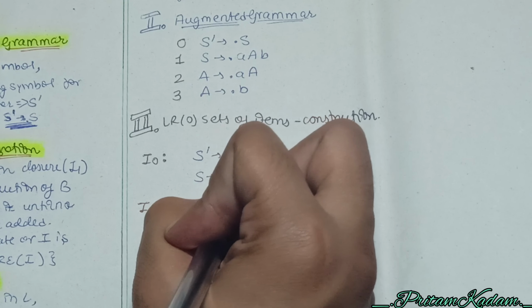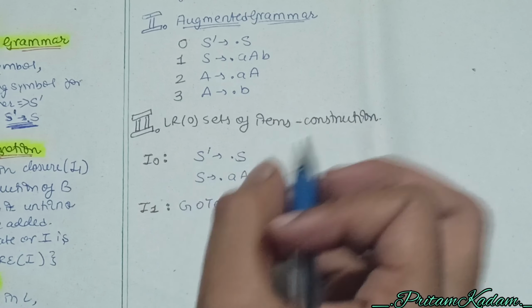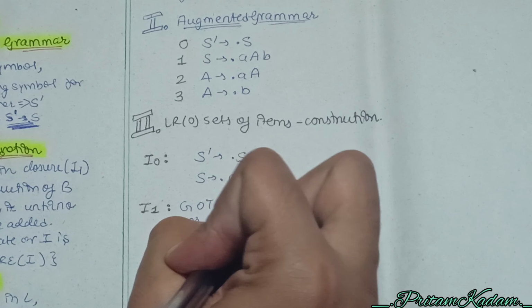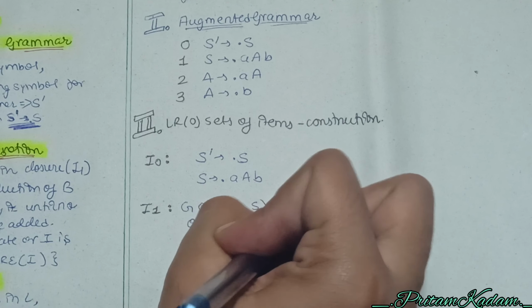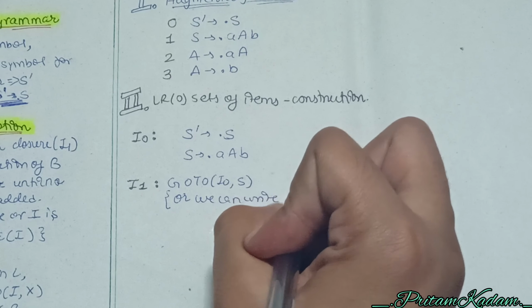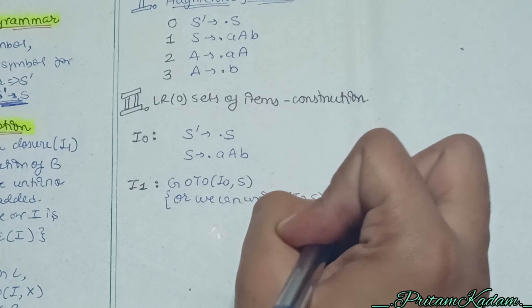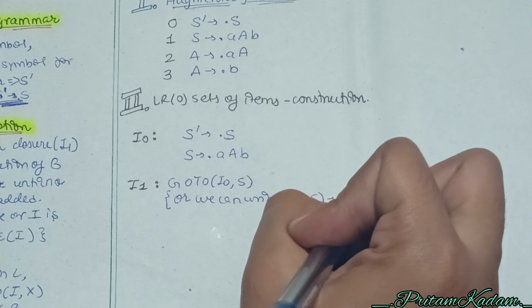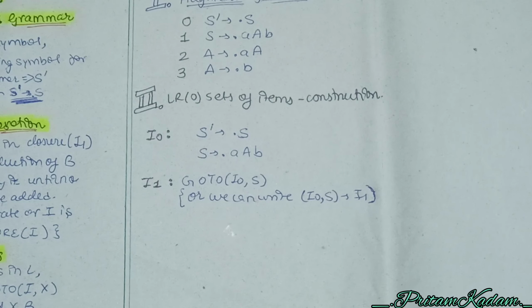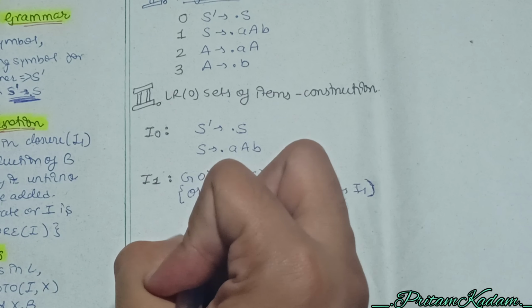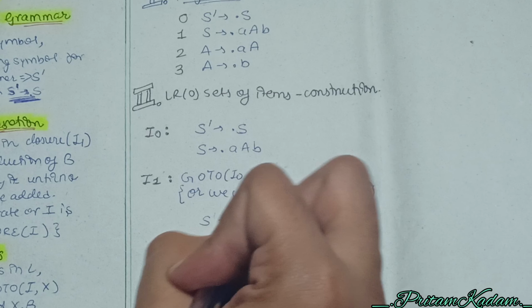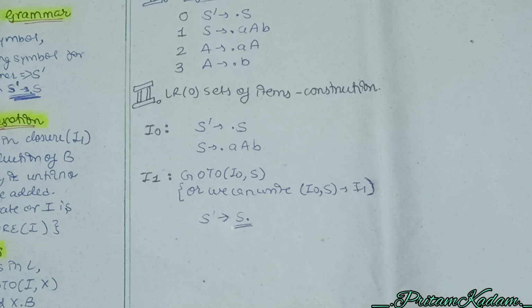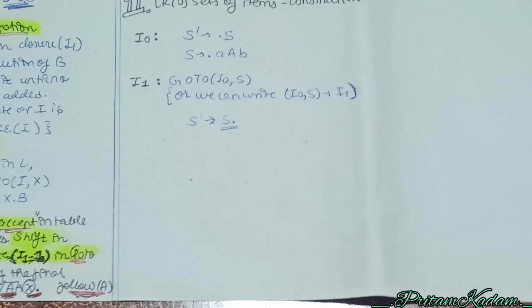So let us write it down. Go to of S dash comma S gives S dash gives S dot, or we can directly write that when we pass S on the I0 state, we get the following part. So S dash gives S dot. This is the final state. Let us proceed ahead with the I2 state.